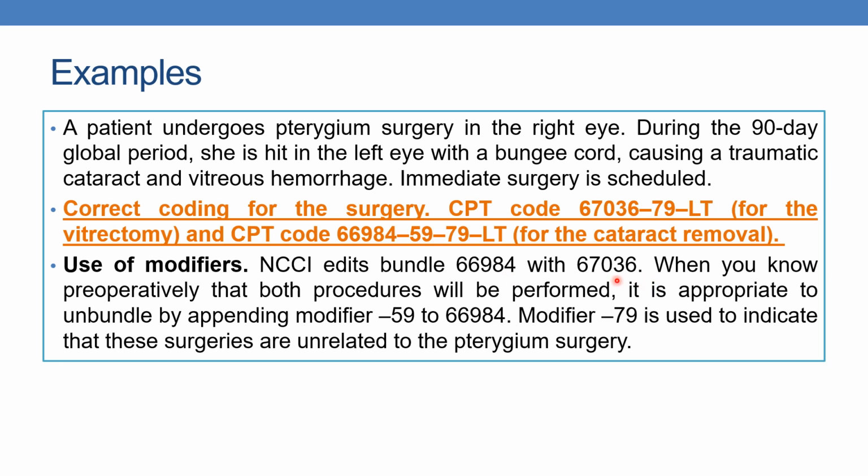67036 vitrectomy code. When you know preoperatively that both procedures will be performed, it is appropriate to unbundle by appending modifier 59 to 66984, and modifier 79 is used to indicate that these surgeries are unrelated to the pterygium surgery for which the patient is under global period. These two surgeries are unrelated to pterygium surgery, so to indicate that, 79 modifier is also appended.